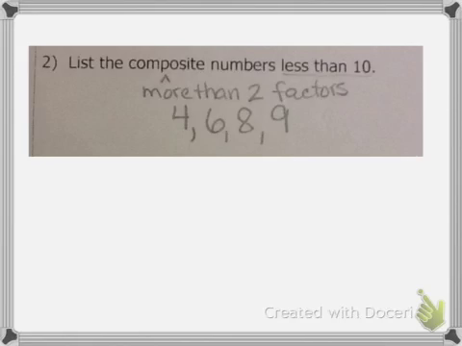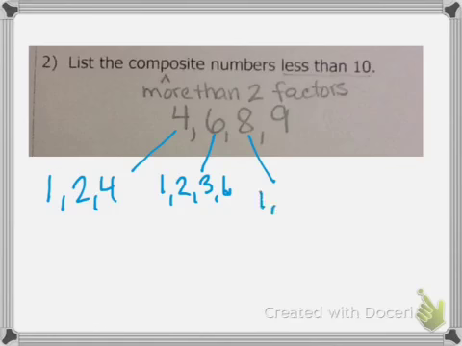Number 2, list the composite numbers less than 10. We talked about that briefly when we talked about prime numbers. The definition of composite numbers is a number that has more than 2 factors. So 4, we listed it. Its factors are 1, 2, and 4. 6, its factors are 1, 2, 3, and 6. And 8, its factors are 1, 2, 4, and 8. And 9 is 1, 3, and 9.